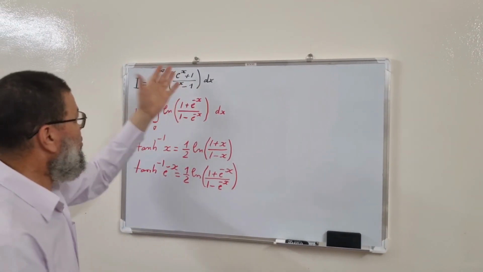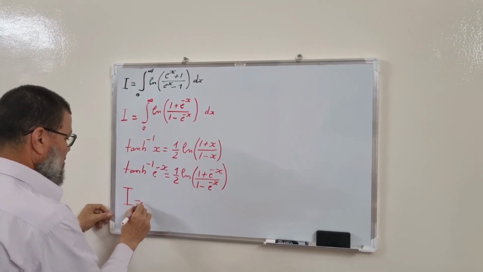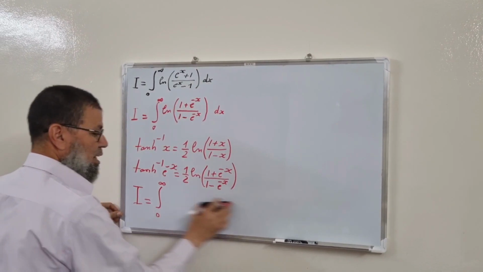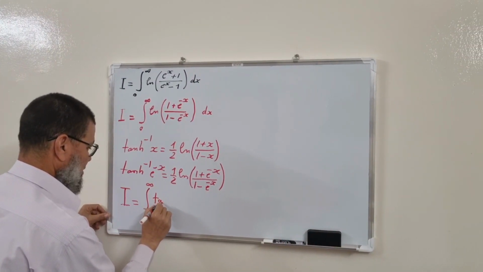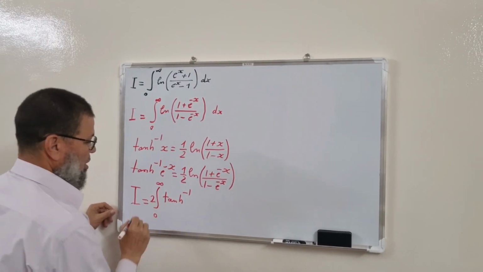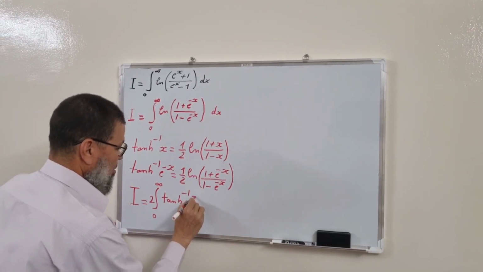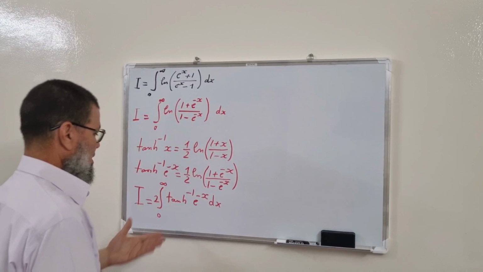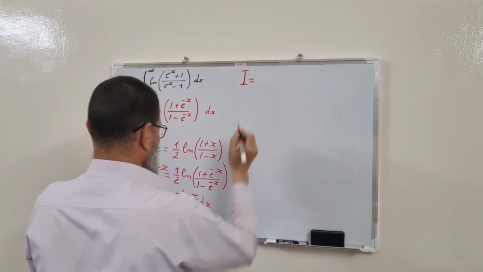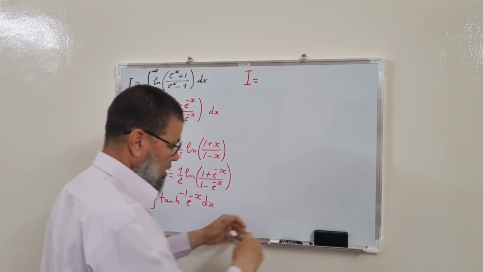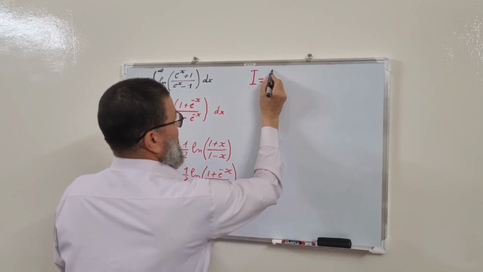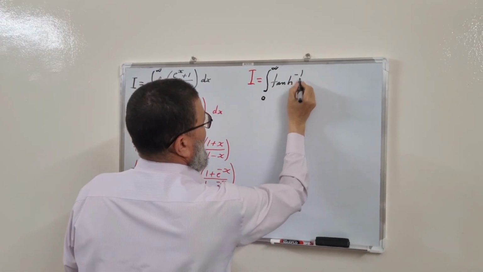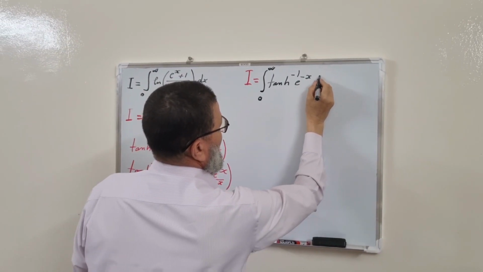So we can reduce this integral to I equal to the integration from 0 to infinity of 2 times the inverse hyperbolic tangent of e^(−x) dx. So this integral is reduced to I equal to the integration from 0 to infinity of the inverse hyperbolic tangent of e^(−x) dx.